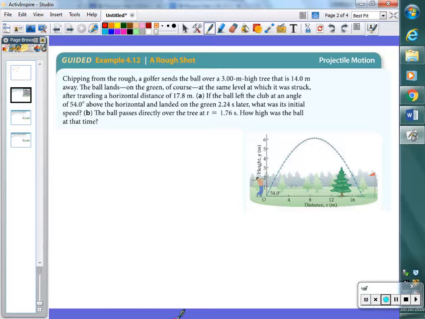So it says, chipping from the rough, a golfer sends the ball over a 3-meter high tree that is 14 meters away. The ball lands, on the green of course, at the same level at which it was struck, after traveling a horizontal distance of 17.8. A, if the ball left the club at an angle of 54 degrees above the horizontal and landed on the green 2.24 seconds later, what was the initial speed? So let's start with that one, all right?